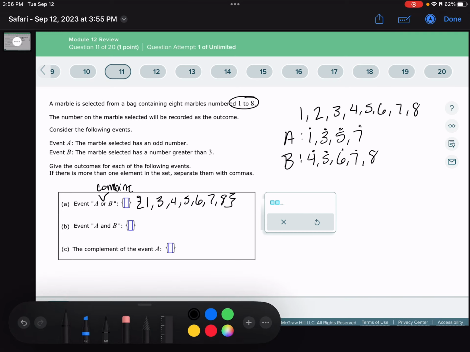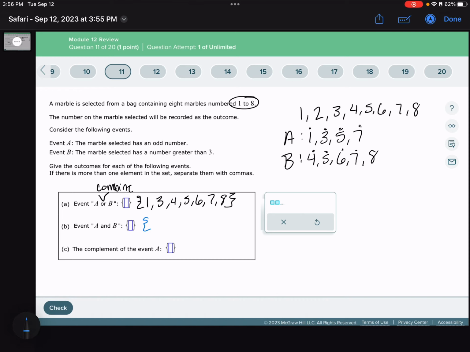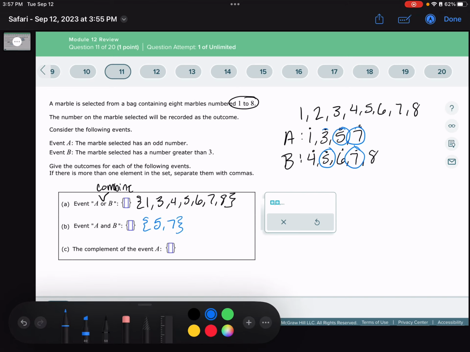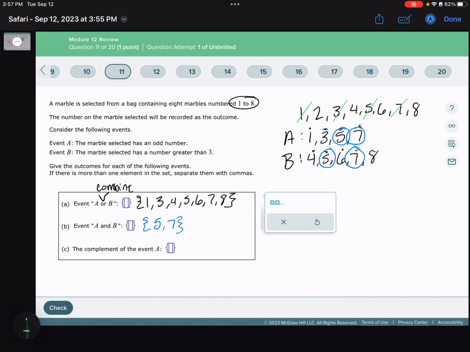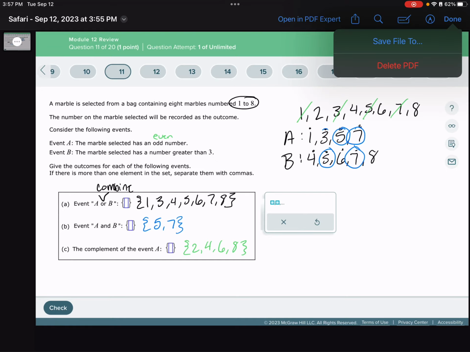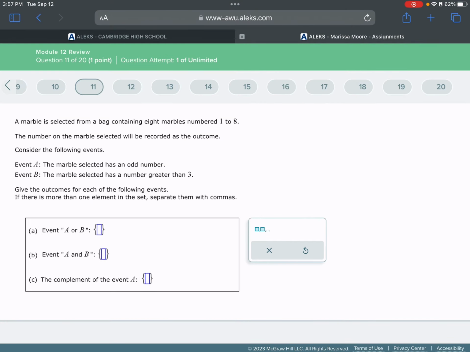A and B are where they overlap. So A and B is the ones that are in both. So I have a 5 and I have a 7. Finally, the complement of A is what is not in A. So I used 1, 3, 5, and 7. So the complement, or my evens, because the opposite of odd is even, is 2, 4, 6, 8. Number 12.